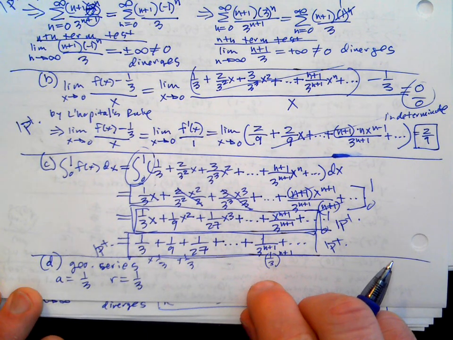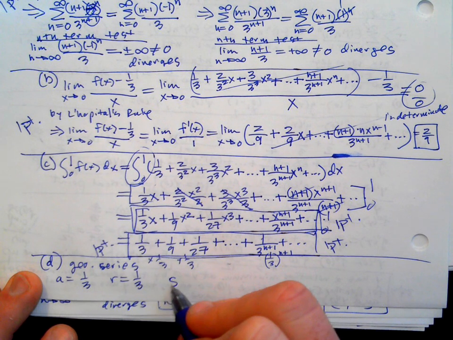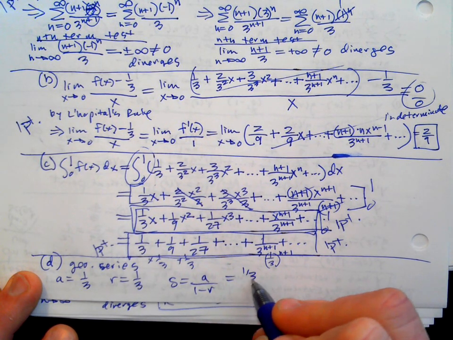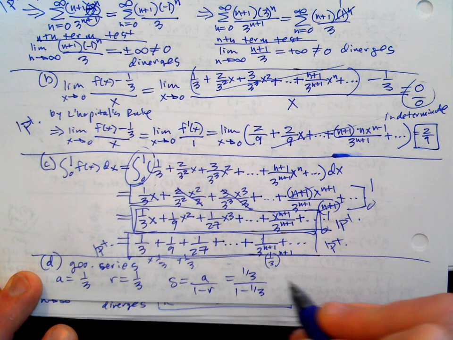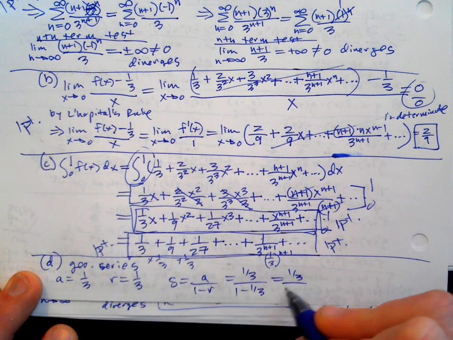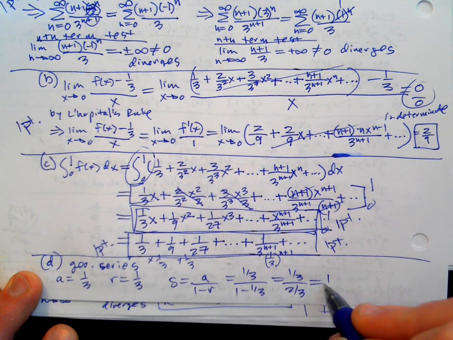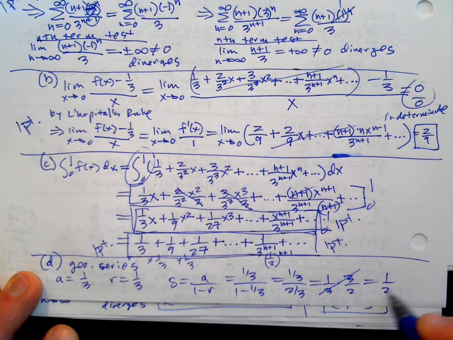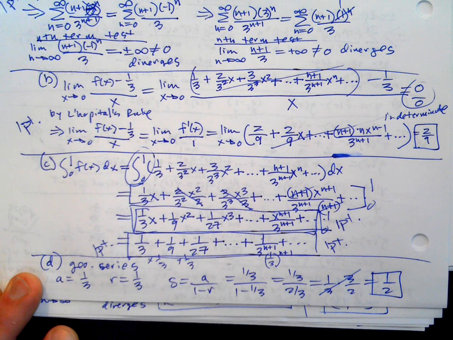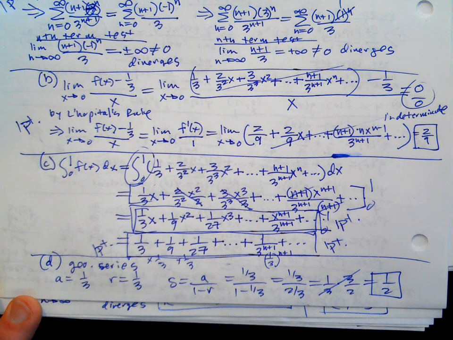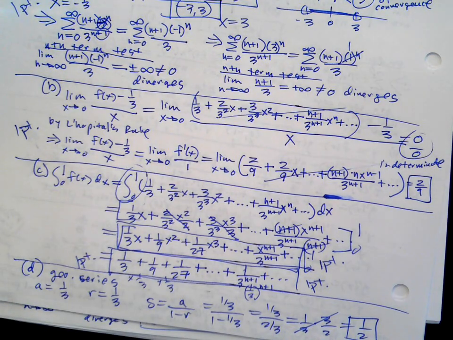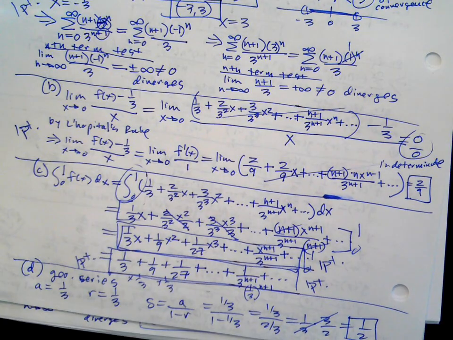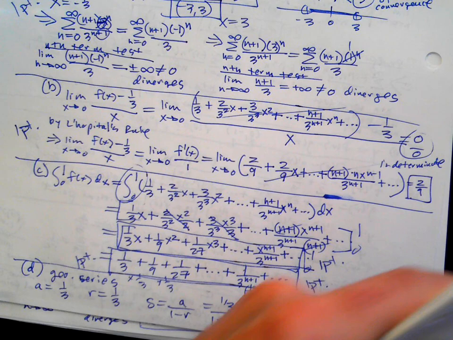Prove that it converges. So we're going to use the sum equals a over 1 minus r equals 1/3 over 1 minus 1/3 equals 1/3 over 2/3 equals 1/3 times 3/2 equals 1/2. 1 point. All right. Okay. Well, it wasn't terrible. It's a fair amount of work. Okay. Last one.